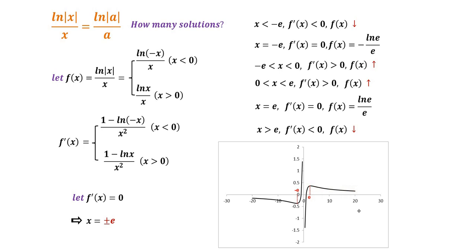Since we're going to determine how many solutions the original equation has, what we need to know is the intersections between the graph of f(x) and the level ln|a|/a. So we have to evaluate the two upper limits, the two lower limits, and the local minimum and local maximum. We need to evaluate these levels and say if there are intersections with the level ln|a|/a.